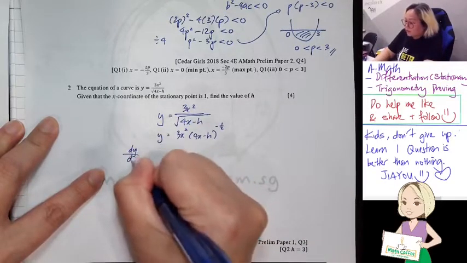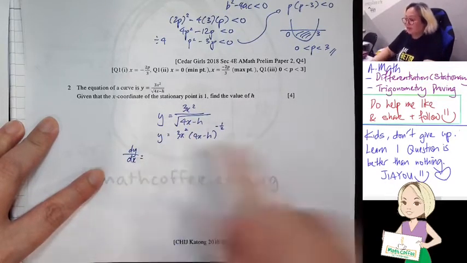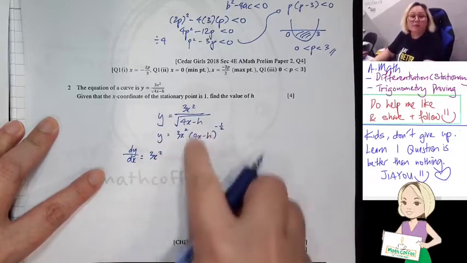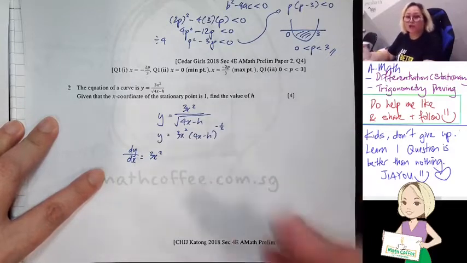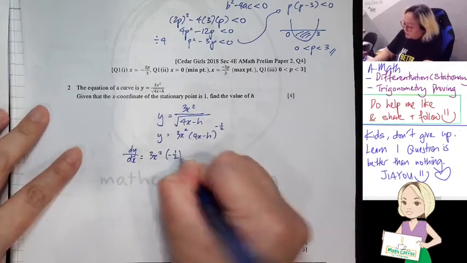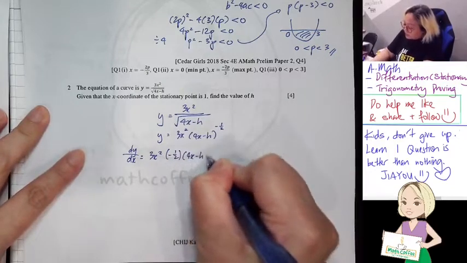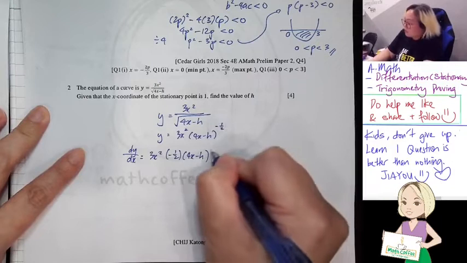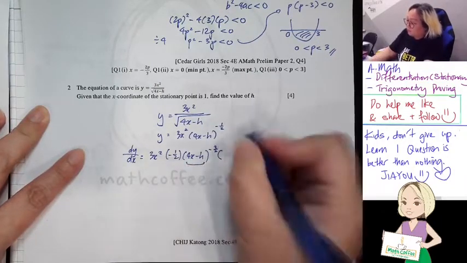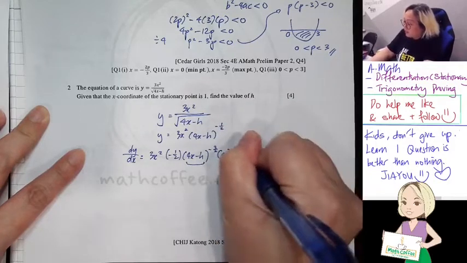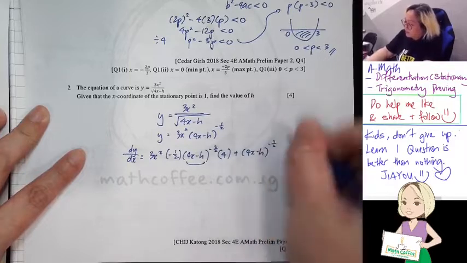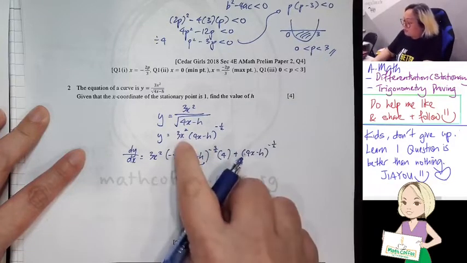So dy dx will be equal to, keep left, differentiate the right. The right hand side I will apply chain rule. So it will be minus half, 4x minus h, minus half minus 1 is minus 3 over 2. And don't forget to differentiate the inside, which is 4. Now plus, keep right, which is 4x minus h to the power of minus half, and differentiate the left, which is 6x.